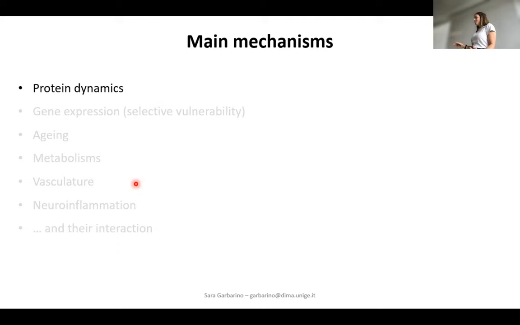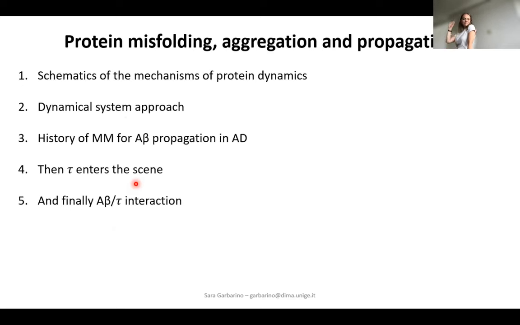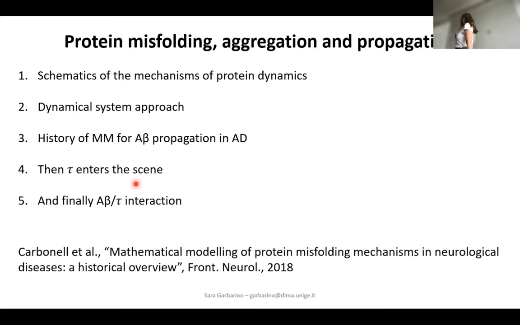Okay, and then as I promised, I will go a bit more into the details of protein dynamics, if you have enough coffee in your cups in front of you. A bit of schematics, then the most common approach, which is the dynamical system approach, but you heard about dynamical system modeling this morning, so you're familiar with this. Then a bit of a history of mechanistic modeling in amyloid; tau enters the scene later because of data availability, because tau imaging arrived later. And then a bit on amyloid-tau interaction, which is a very interesting topic, but there's not much there yet. This is an interesting review paper on mechanistic modeling of protein dynamics. It's from 2018 though, so it's not the most recent paper, obviously.